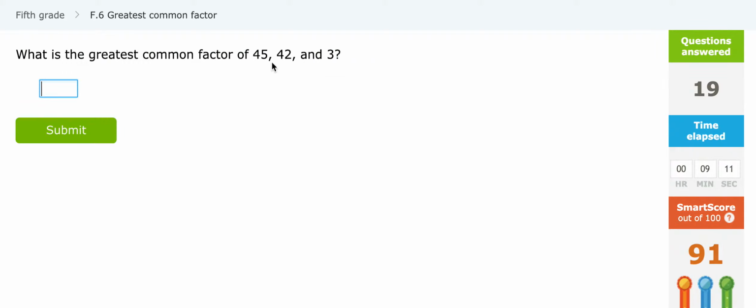As we continue from here, again, this is 3 times 5, so 9 times 5 is 45. This is 2 times 3 times 7, and then this is just the 3. So at most, what they can share is just this 3.